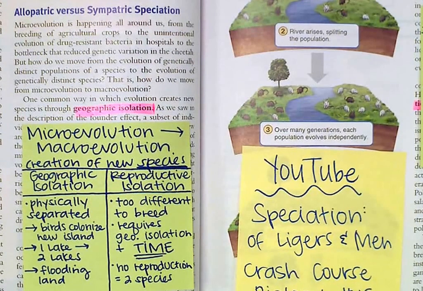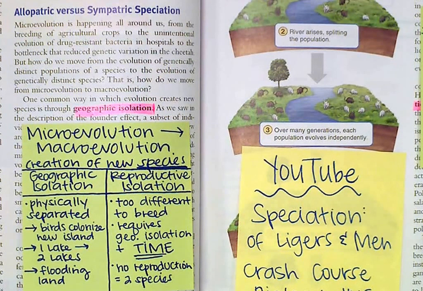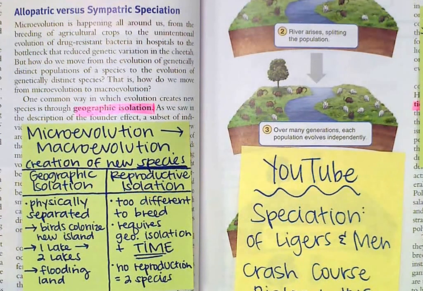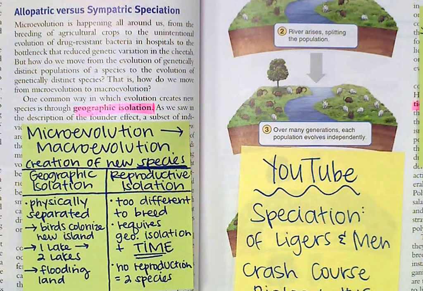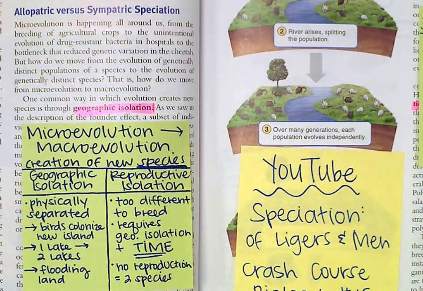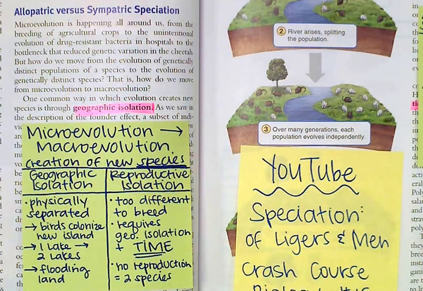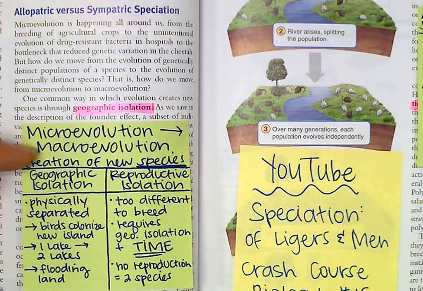Now, we know that we're having microevolution occurring all the time. The examples that they give here are agricultural crops, which is an intentional microevolution. And then we also have the unintentional evolution of drug-resistant bacteria in hospitals, which is really kind of a huge issue right now. Things like MRSA and hospital infections are making it difficult to treat patients in hospitals where these bacteria live. All right, so we know that microevolution can eventually lead to macroevolution, which is the creation of a new species, or speciation.